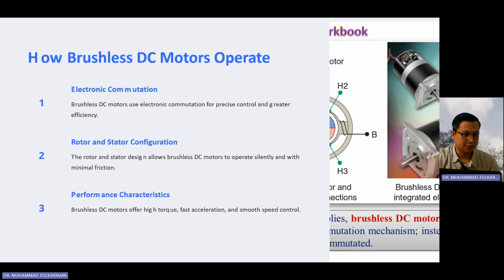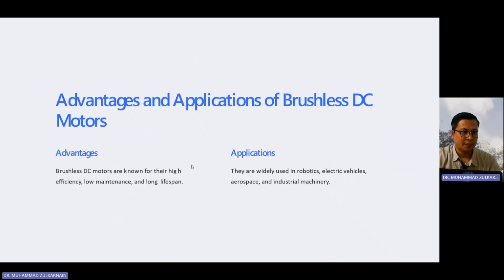Rotor and stator configuration. The rotor and stator design allows the brushless motor to operate silently and with minimal friction, so this is considered smooth. Performance characteristics: the brushless DC motor offers high torque, fast acceleration, and smooth speed control. Advantages and applications of the brushless DC motor. The advantages are that brushless DC motors are known for their high efficiency, low maintenance, and long lifespan. And for applications, they are widely used in robotics, electric vehicles, aerospace, and industrial machinery.